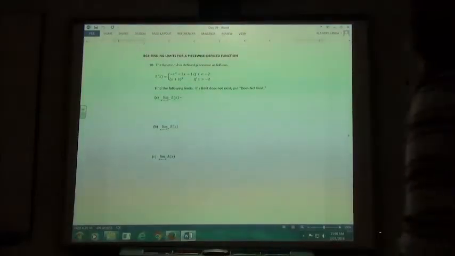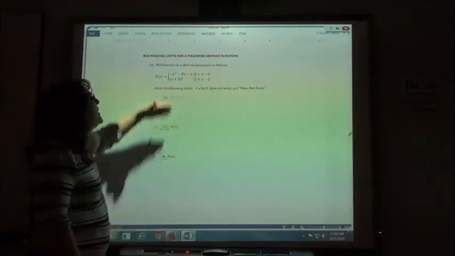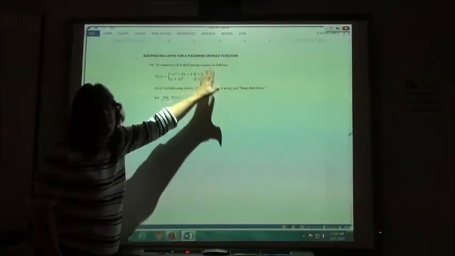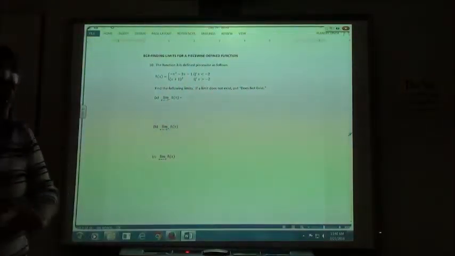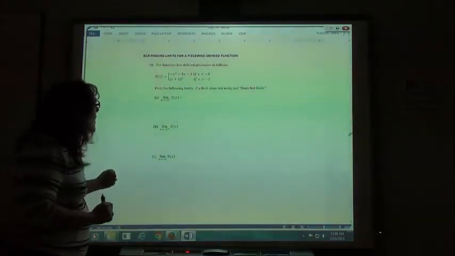Now sometimes we have what's called a piecewise defined function. A piecewise function just means I have different equations depending on what x is equal to. And so depending on which direction I'm coming from, I might use the top equation, I might use the bottom equation. And so I just look at my question here.